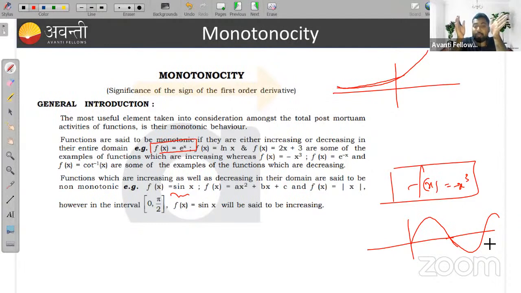The domain of sin x is R, the real numbers. So in the real numbers, somewhere it is increasing, somewhere it is decreasing. That's why this function is said to be a non-monotonic function, right? It is a non-monotonic function. Okay, I hope this is clear to all.